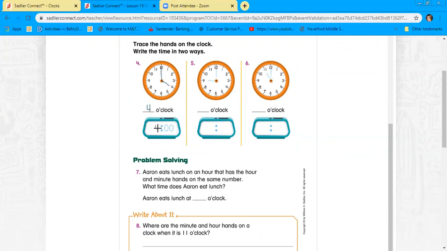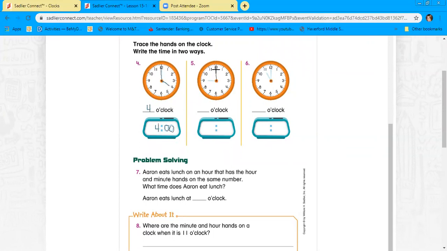Go ahead and trace over that 4, showing me the hour is 4. 0 minutes for the 2 zeros, showing me that it's 4 o'clock. So let's take a look at number 5. So we have, again, I want you to trace, and I really want you to pay attention as you're tracing. Go ahead and trace that up to the 12.